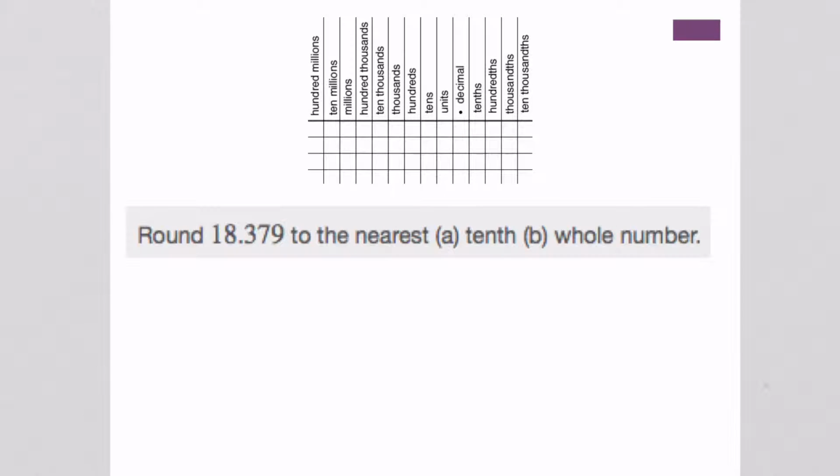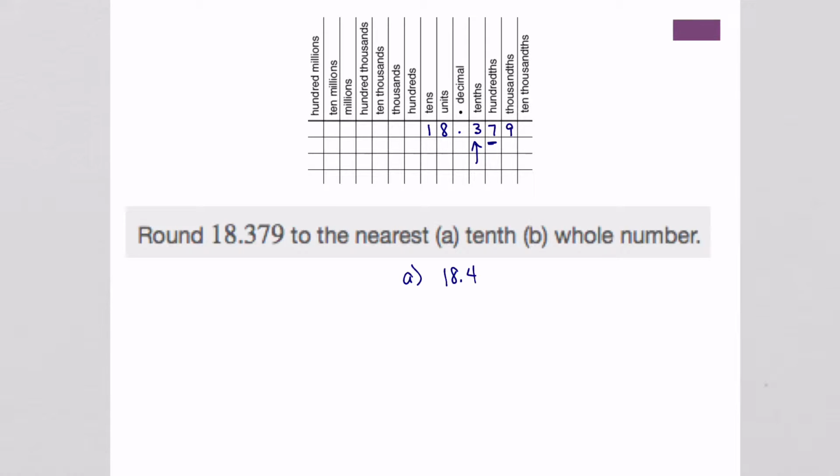Okay, so now we're going to take that same number, we're going to round to the 10th place. So I've got 18.379, and I'm going to point to the 10th place. I'm going to put an arrow right there, and I'm going to underline the one immediately to the right of it. Because the number I underlined is 5 or greater, then I have to round that 3 up to 4. So part A winds up being 18.4.